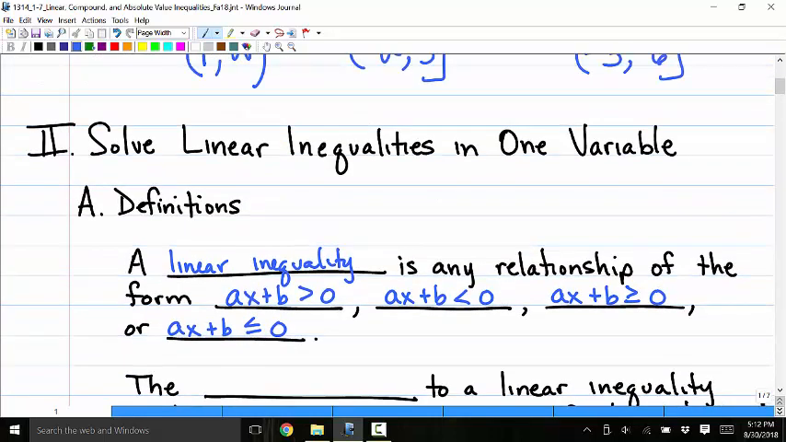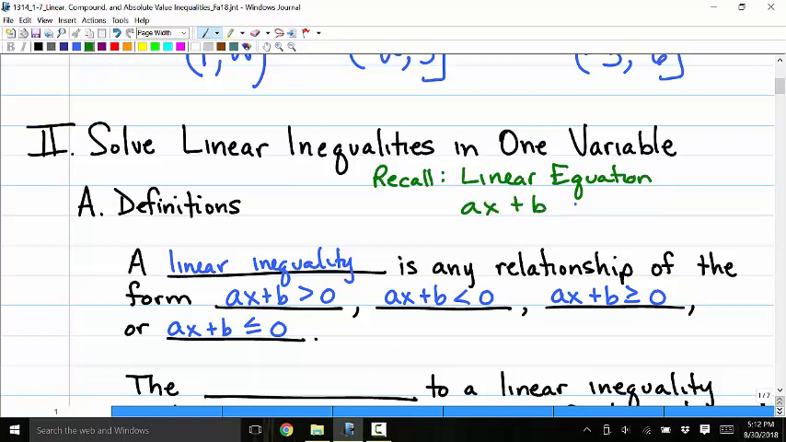I want to go up here and remind you, a linear equation was of the form ax plus b equals 0. So now we're no longer going to have the equal sign. We're going to have either a greater than, less than, greater than or equal to, less than or equal to. Those are linear inequalities.